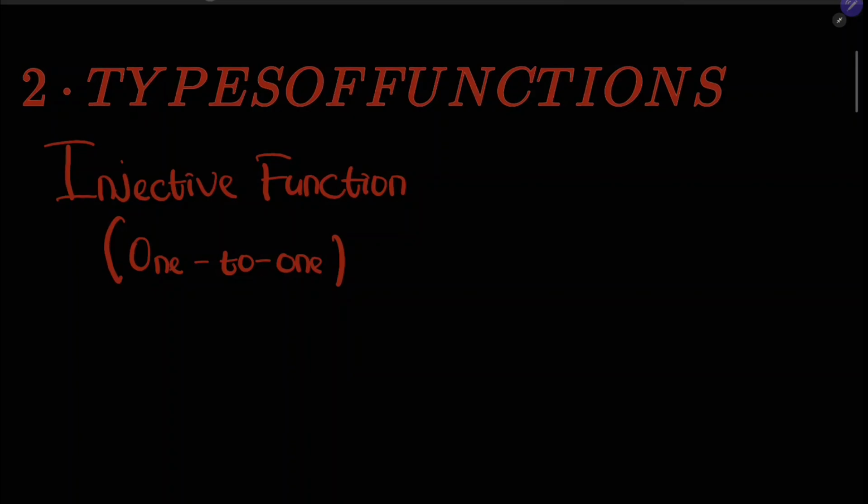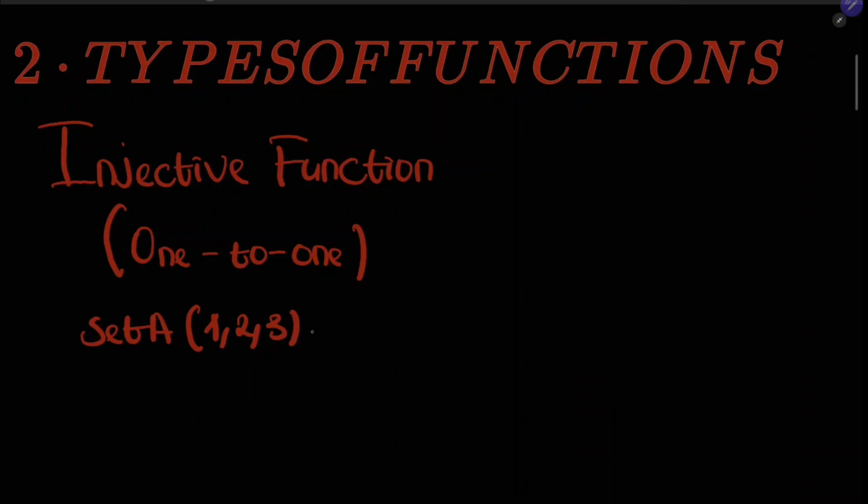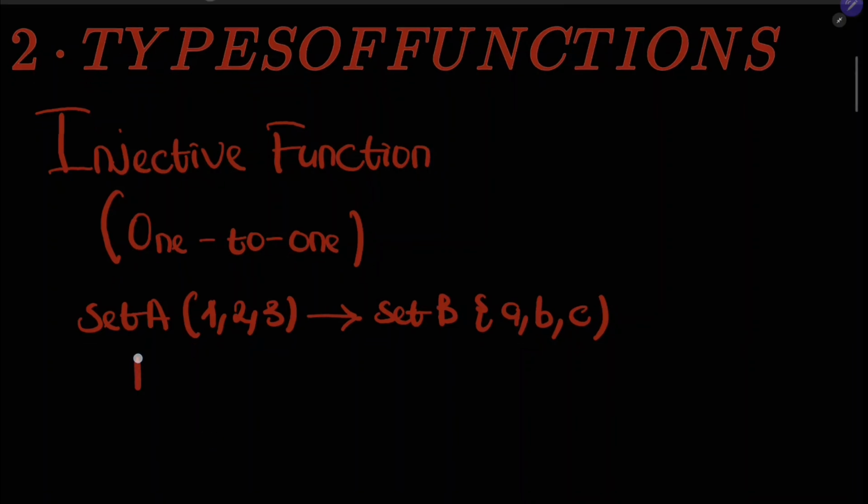Now let's have two sets. Set A, which has the elements 1, 2, and 3. This maps to another set B, which has the elements A, B, and C. So set A maps to set B. From the arrows showing, we have that 1 maps to A, 2 maps to B, 3 maps to C.